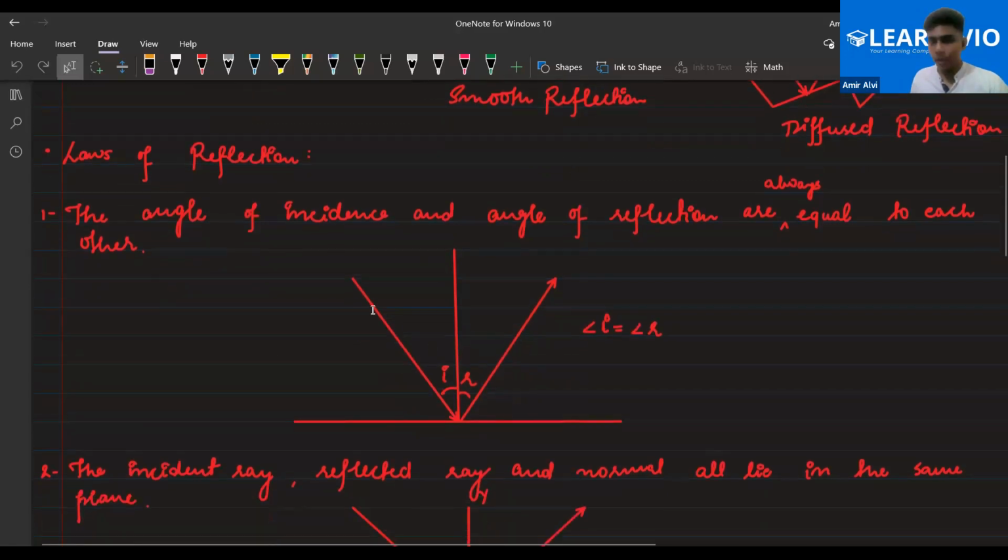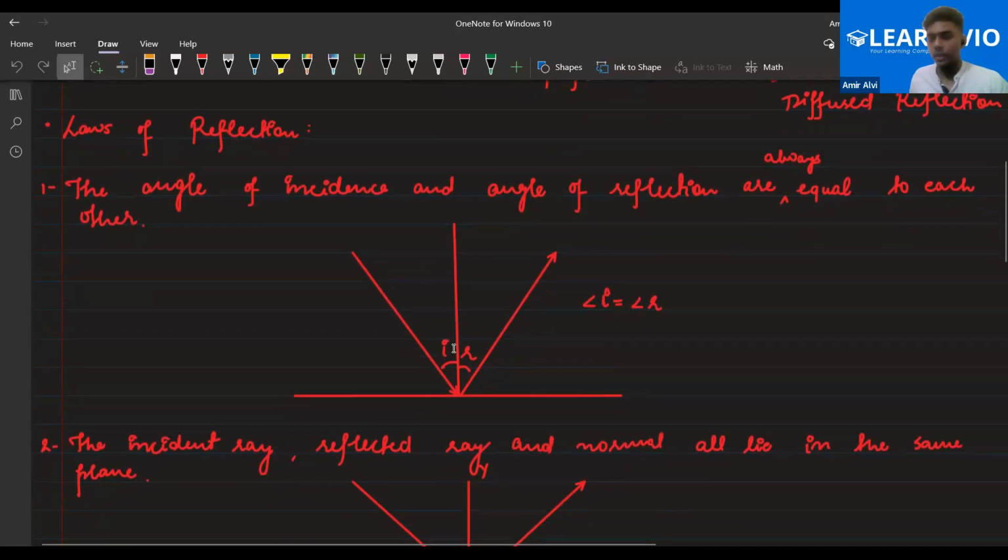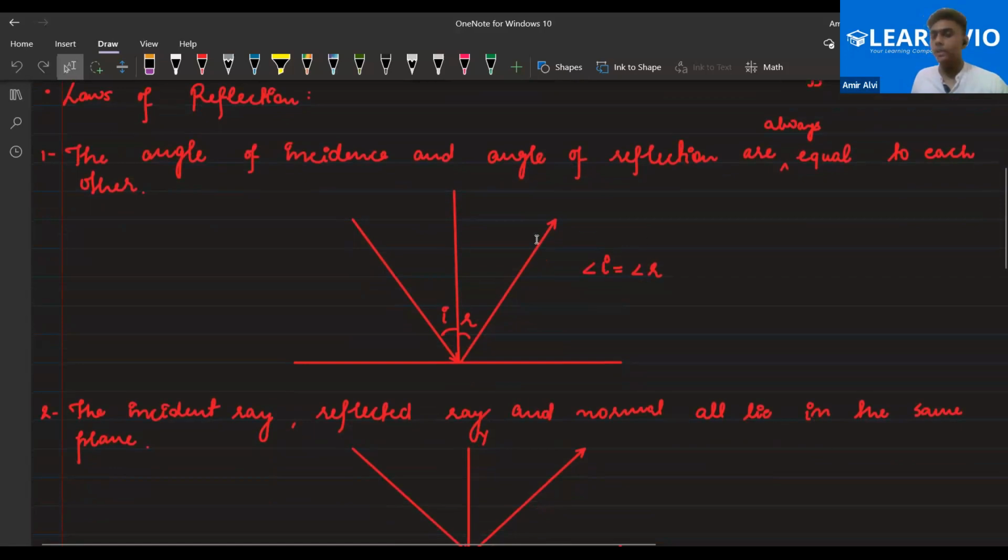And the angle made by the incident ray to the normal is called the angle of incidence, and the angle made by the reflected ray to the normal is called the angle of reflection. Clear, everyone? Yes, sir. So angle i equals angle r. This is the first law of reflection, right?